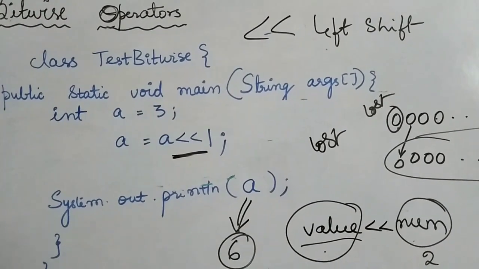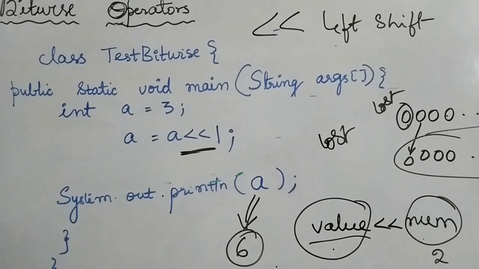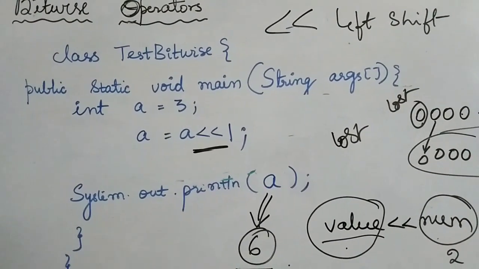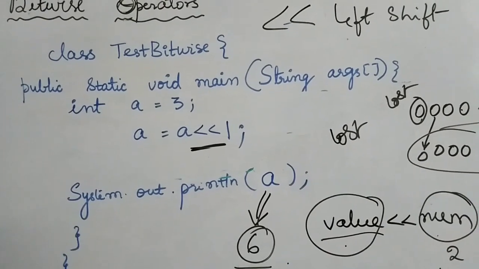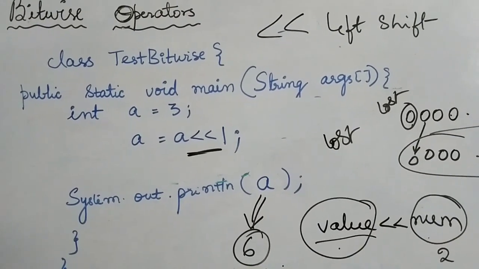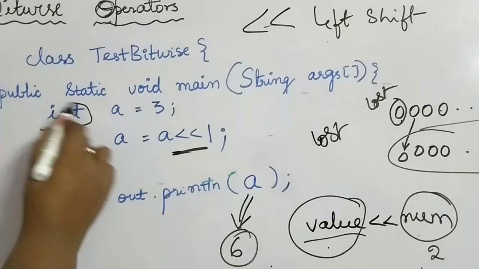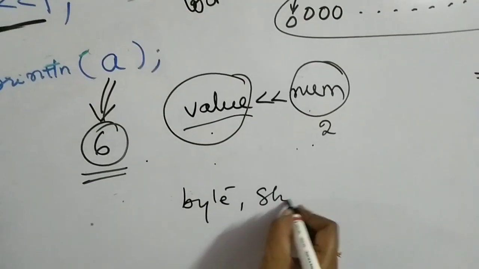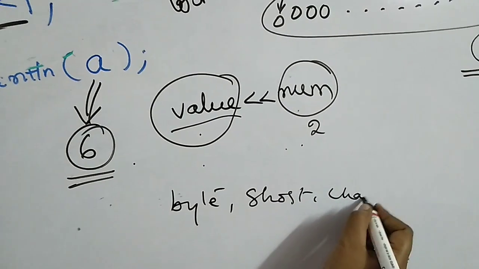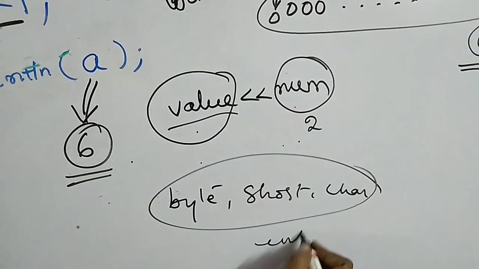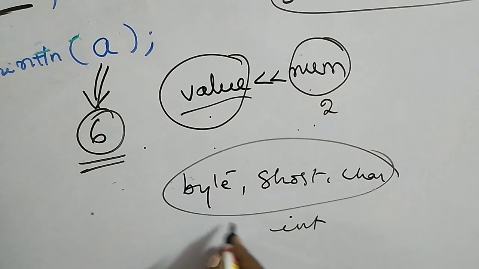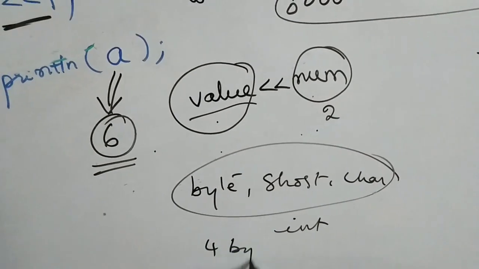Now coming to the negative numbers. The shifting also will take place in the same manner. There is no difference in shifting positive numbers and shifting negative numbers. One more very important thing is regarding the type. Whatever type you are taking, byte, short or char, anything will be converted into integers. So it will not be done on 1 byte, it will be done on 4 bytes of data.